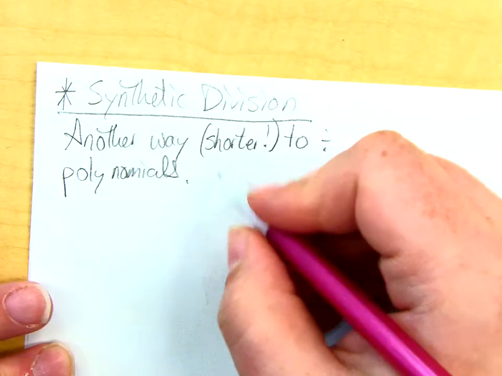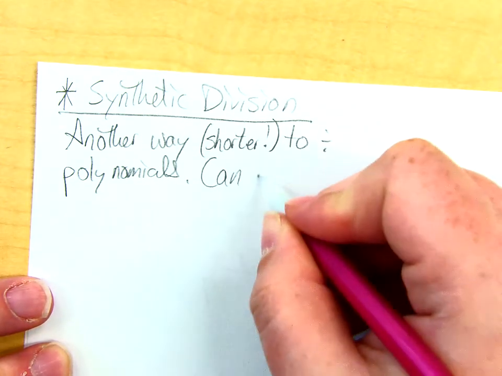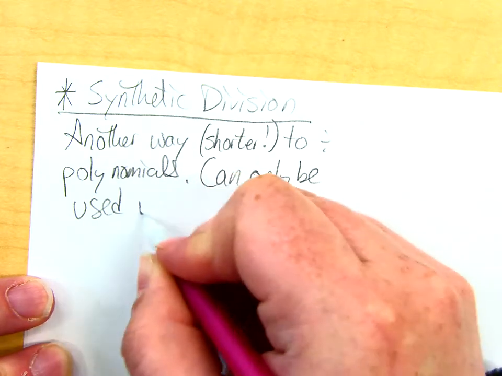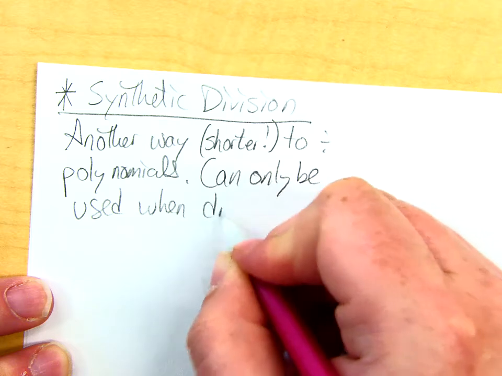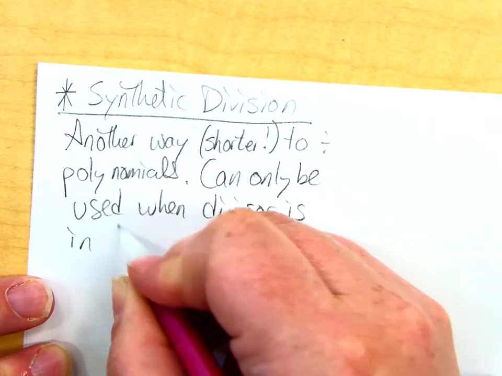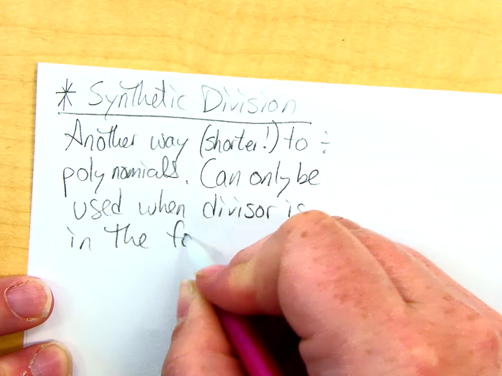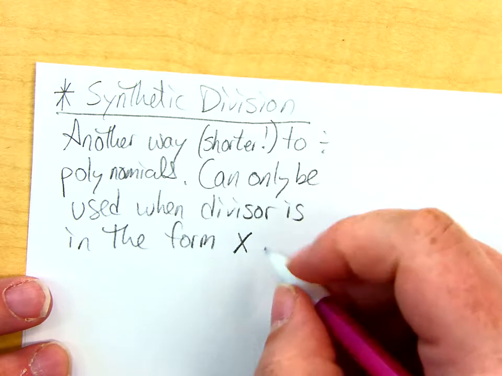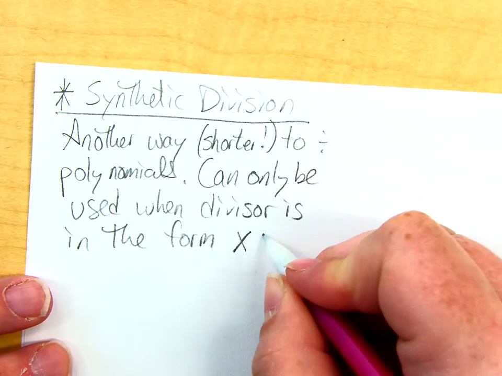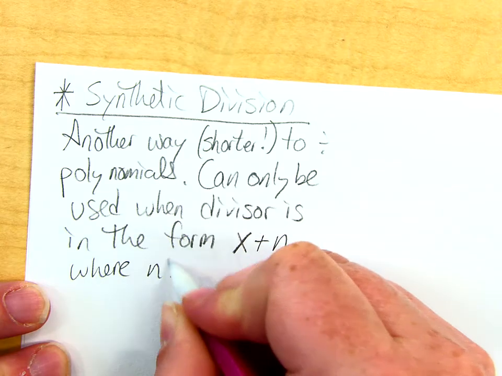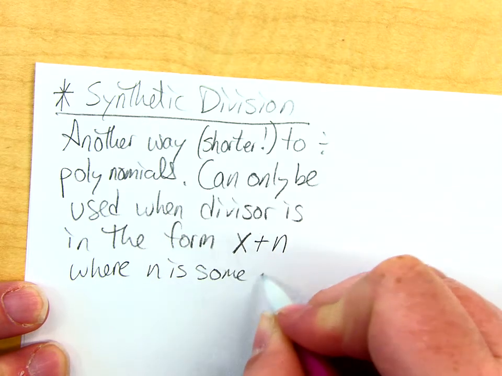Its downside, though, is that you can only use it when the divisor is in the form x plus or minus some number. I'll just do x plus n, where n is some integer.